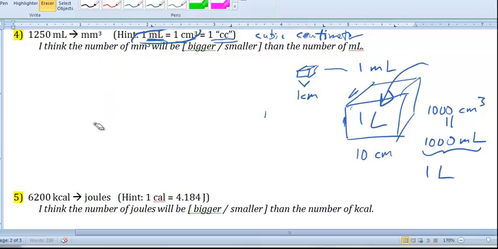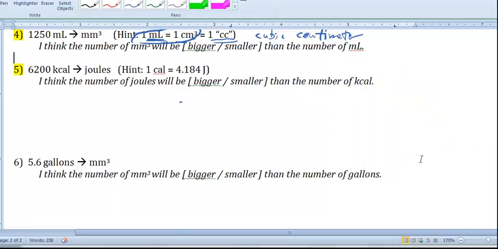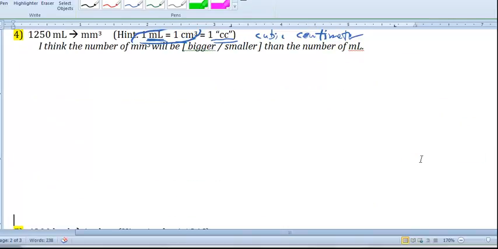All right, so let's back up. Let me clear some. Let's see if I can clear this out. All right. Okay, so first equivalence we need is 1 milliliter equals 1 cubic centimeter. Okay, so that's the first equivalence.